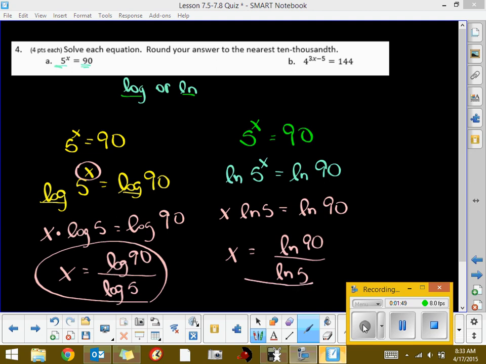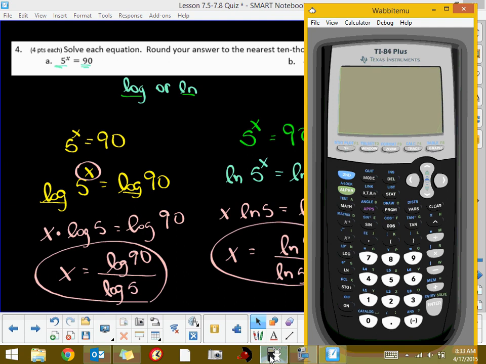As you can see, these two statements look very similar. The only difference is we have a different log base. I just want to illustrate that you can get the same answer whether you use a common log or a natural log. So if you take the common log of 90 divided by the common log of 5, your answer is, you can read that. Then if we come back and do the same calculation using the natural log of 90 divided by the natural log of 5, we should be getting the exact same answer. So you can go ahead and use either common log or natural log.